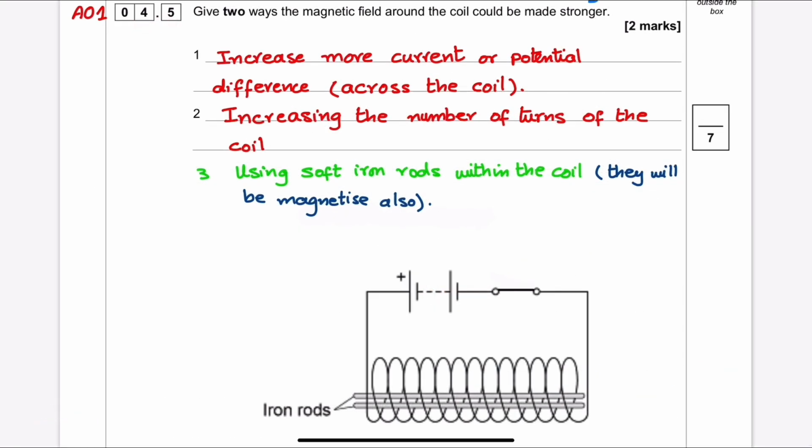4.5. Give two ways the magnetic field around the coil could be made stronger. Increase the current or the potential difference across the coil. Increase the number of turns of the coil, or use a soft iron rod within the coil because iron can be easily magnetized. Therefore, we will have a stronger magnetic field due to the current and due to the iron rod present within the coil.